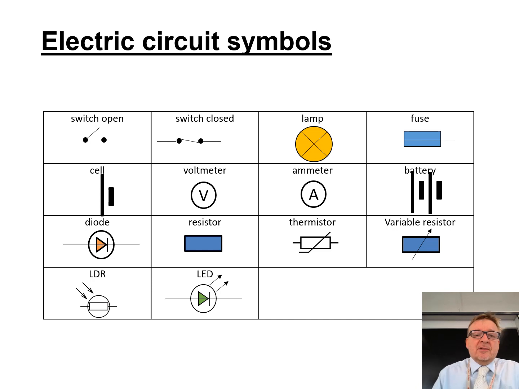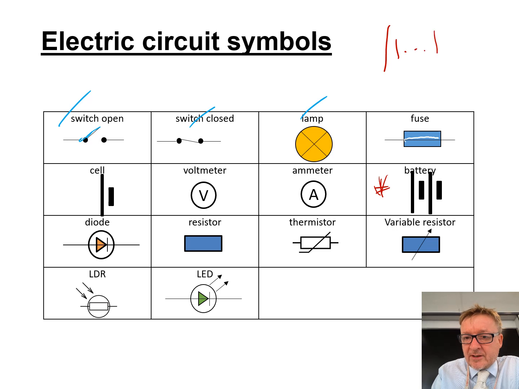Now symbols. Open switch, which is a line, it's got a little drawbridge going up. Closed switch. A lamp, which is a bulb. A fuse, and the key to that is the line going through the middle. The cell. A voltmeter, a V in a circle. An ammeter, an A in a circle. A battery, if you compare a battery to cells, sometimes they'll have a little line there, with three little dots in between.